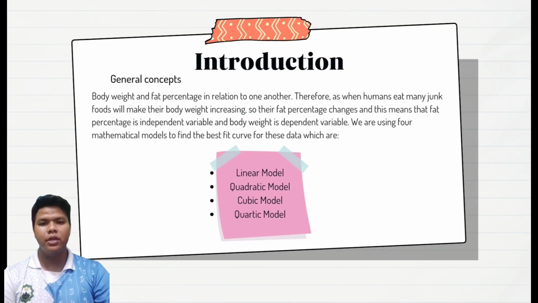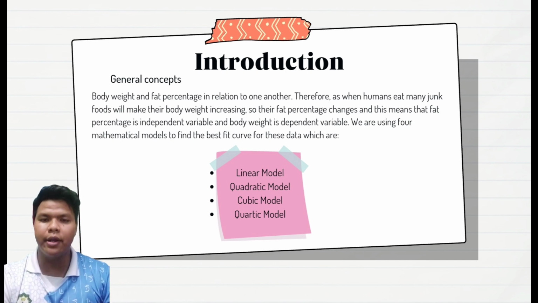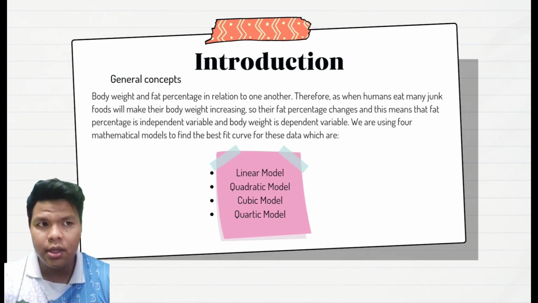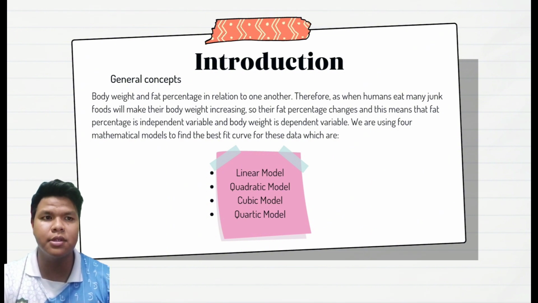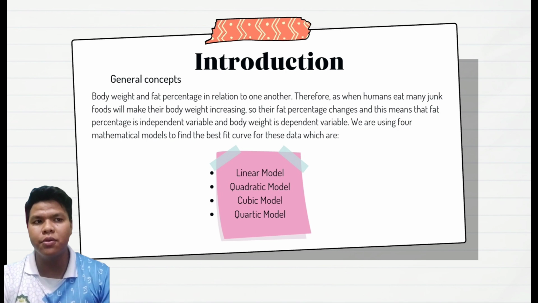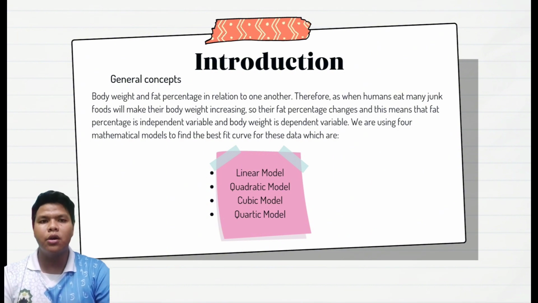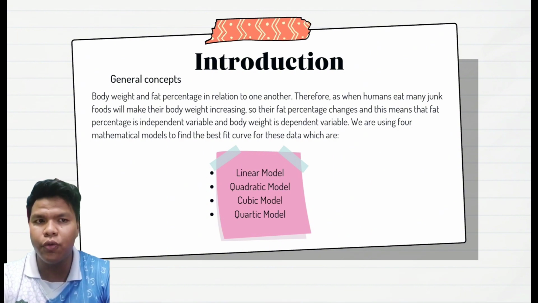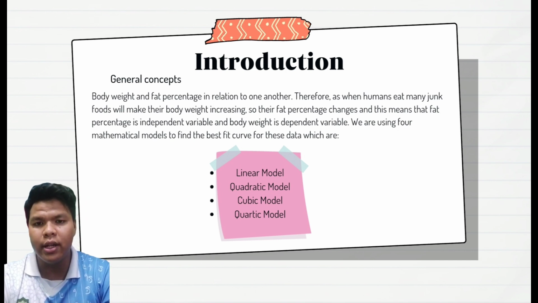First of all, the introduction: body weight and fat percentage are in relation to one another. When humans eat a lot of junk food, their weight increases, so the fat percentage changes. This means the fat percentage is the dependent variable and body weight is the independent variable. We are using four mathematical models to find the best fit curve of this data, which are the linear model, quadratic model, cubic model, and the last one is the quartic model.